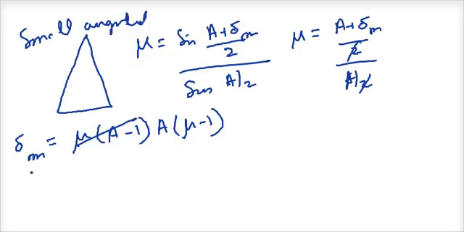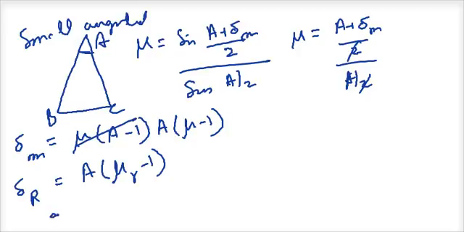So the value for D minimum, that is the deviation, is equal to A into (mu minus 1), where mu is the refractive index and A is the angle of the prism. This is A, this is B, this is C. Now if D minimum is A into (mu minus 1), for red light the deviation will be A into (mu red minus 1). Similarly, for violet light the deviation will be A into (mu violet minus 1).